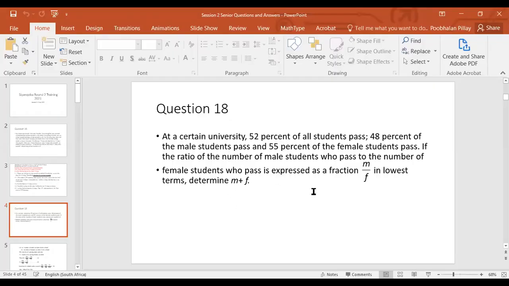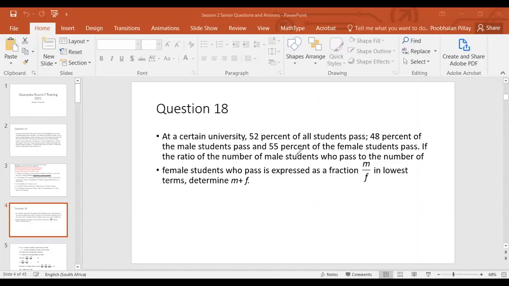So this is quite a mouthful here. We are saying at a certain university, 52% of all students pass. Now, we have to give some symbols here. We don't know how many people are passing, so we have to start with some symbols.